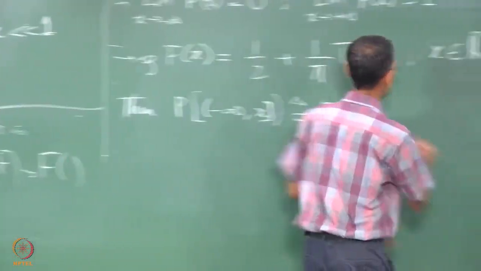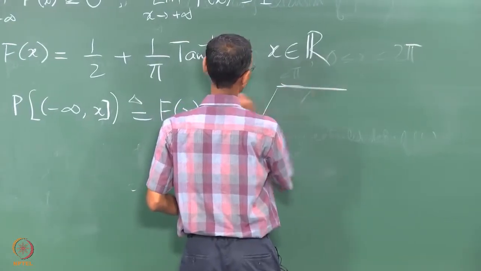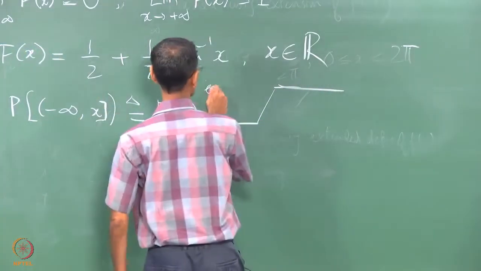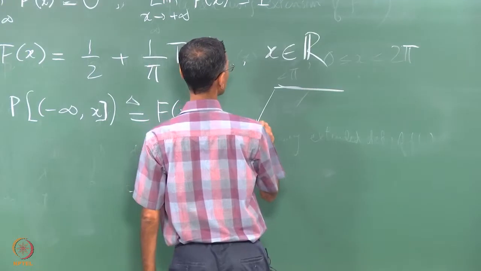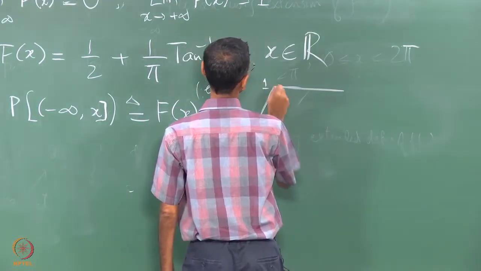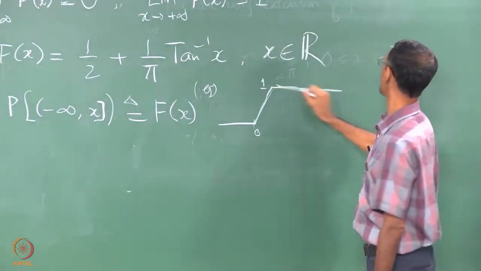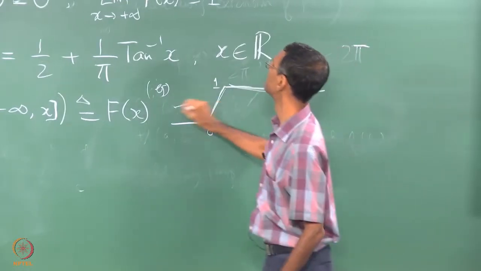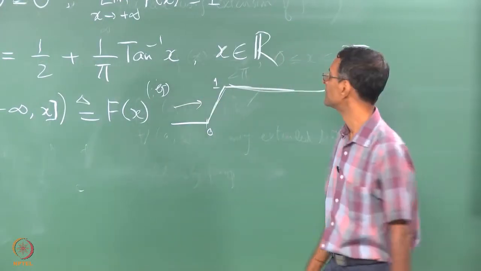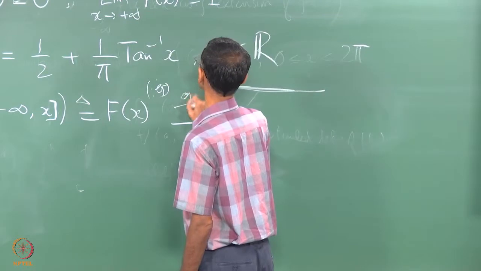So you could have something like this. This is one example, this is another example. It can be up to 0, it can be flat, and then it can go to 1 and then remain flat here. This is also possible.